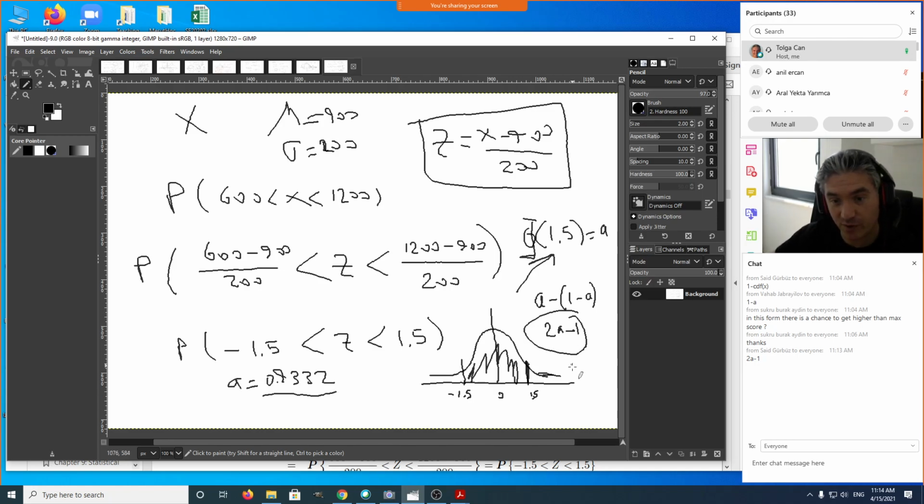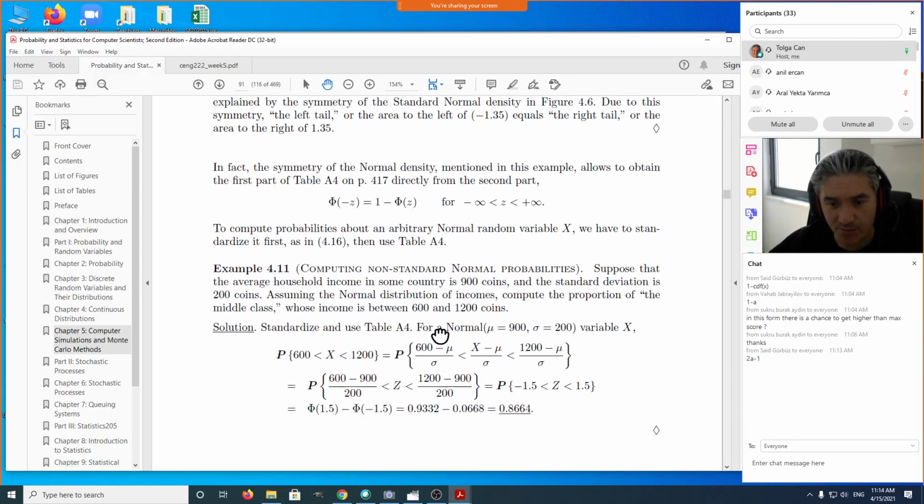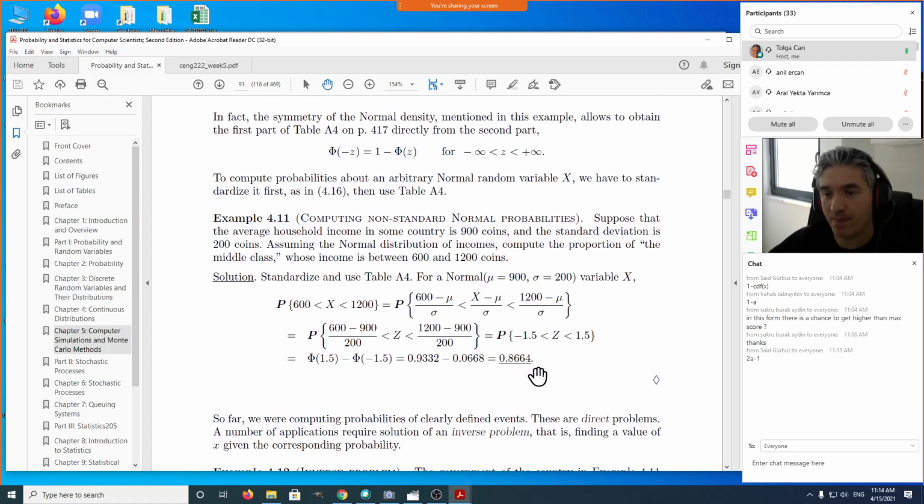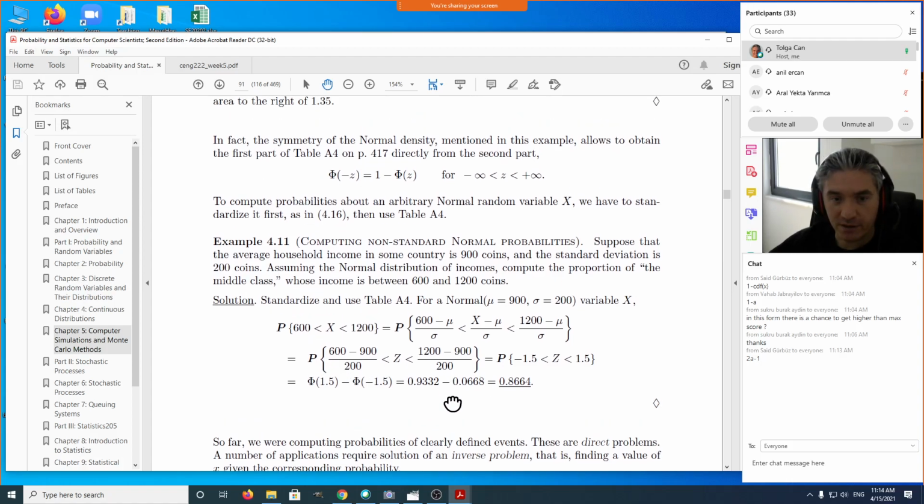86%. This one becomes 0.86, actually close to 87. If you round it to two digits after the decimal point, 87%. So 87% of the population is actually in the middle class, quite many. Okay, and so this is how we solve this problem.